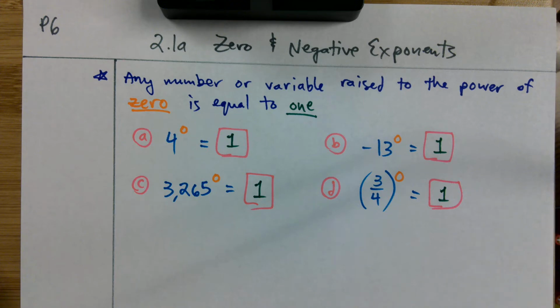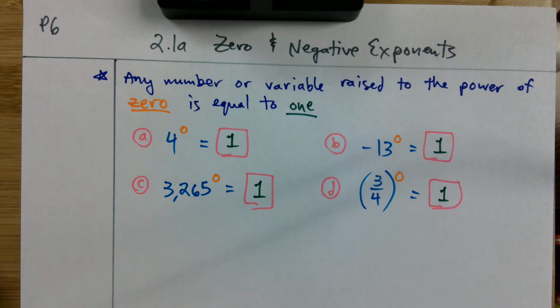If it's 0, does it equal 1? Oh, 0 to the 0th power? Great question. 0 to the 0th power is what we call undefined. Have you ever heard of the term undefined? Yeah, you have. So it just means it doesn't exist.